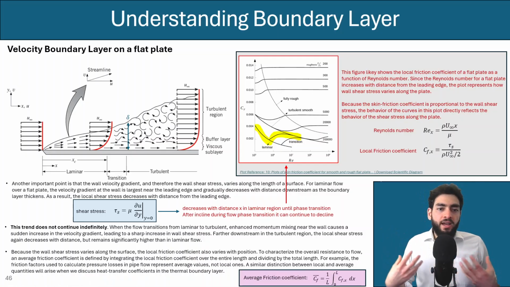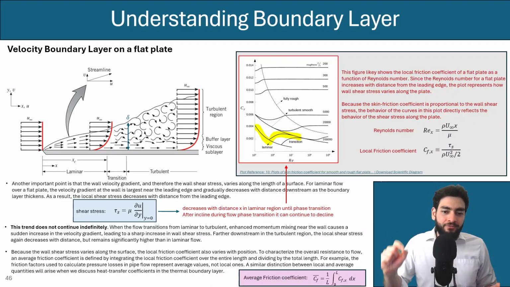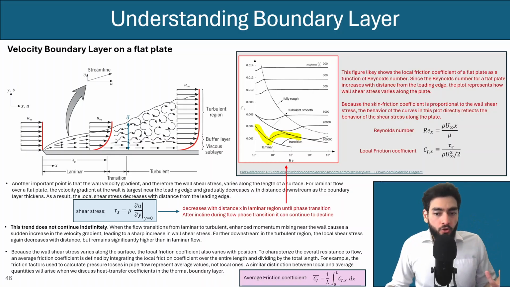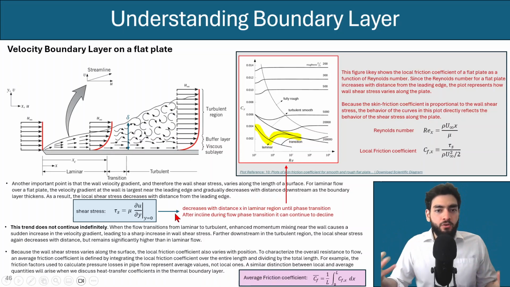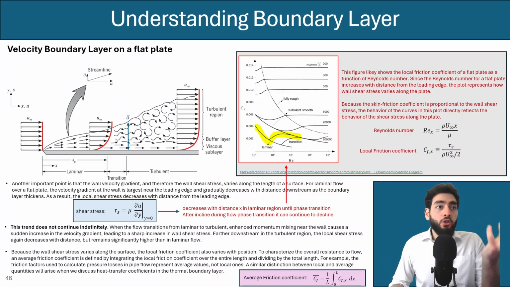So what you'll find is we're mostly interested in average coefficients. So we're interested in average heat transfer coefficient. And in the case of the flat plate, we'd be interested in the average friction coefficient. And this is what we're going to be using in our equations, but it's good to know the difference between the local magnitude and the average magnitude.